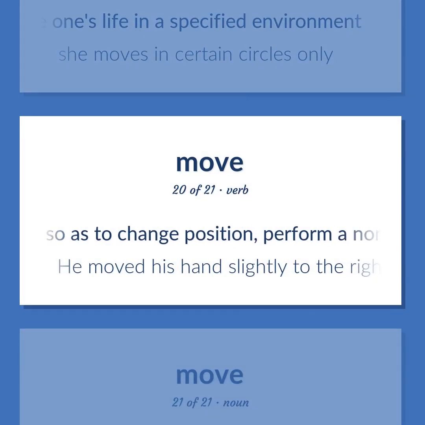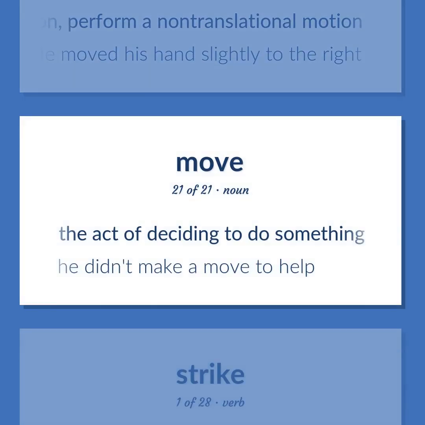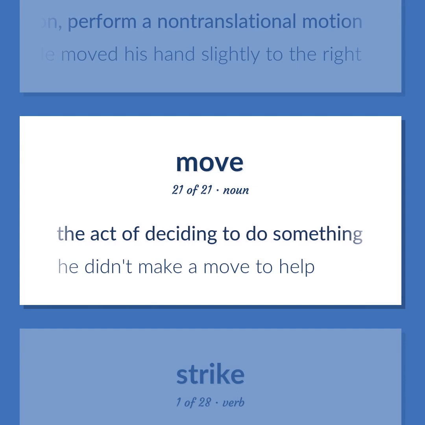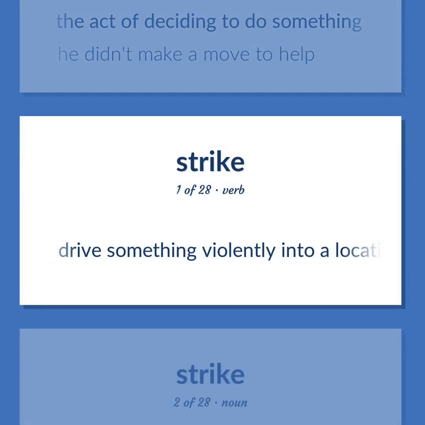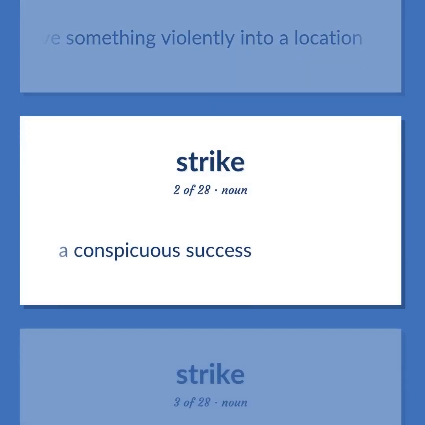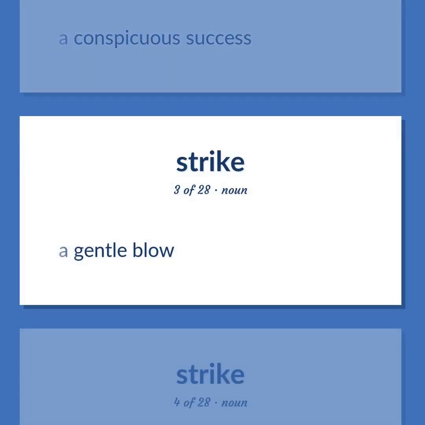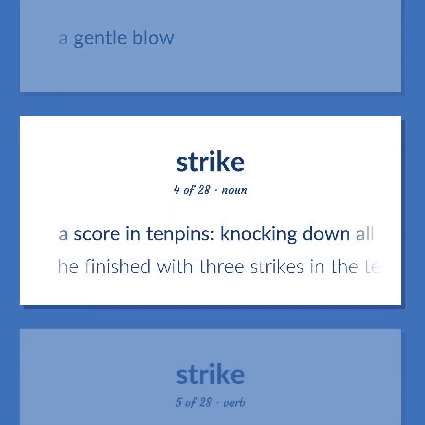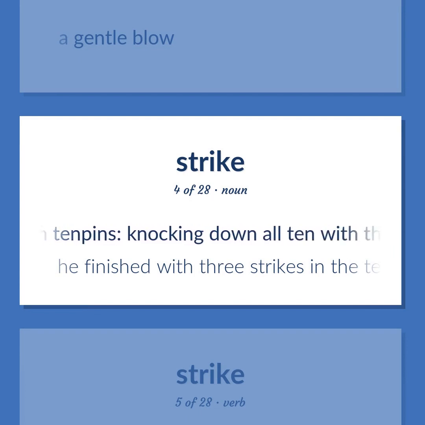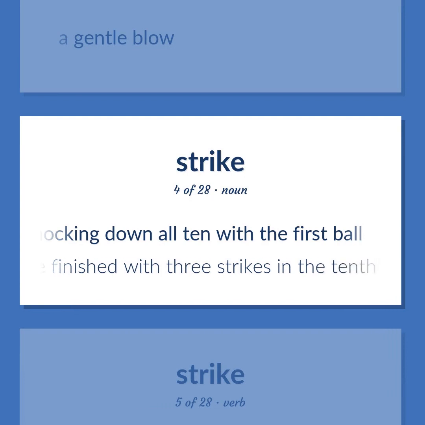Move so as to change position, perform a non-translational motion. He moved his hand slightly to the right. The act of deciding to do something. He didn't make a move to help. Drive something violently into a location. A conspicuous success. A gentle blow. A score in 10 pins, knocking down all 10 with the first ball. He finished with 3 strikes in the 10th frame.